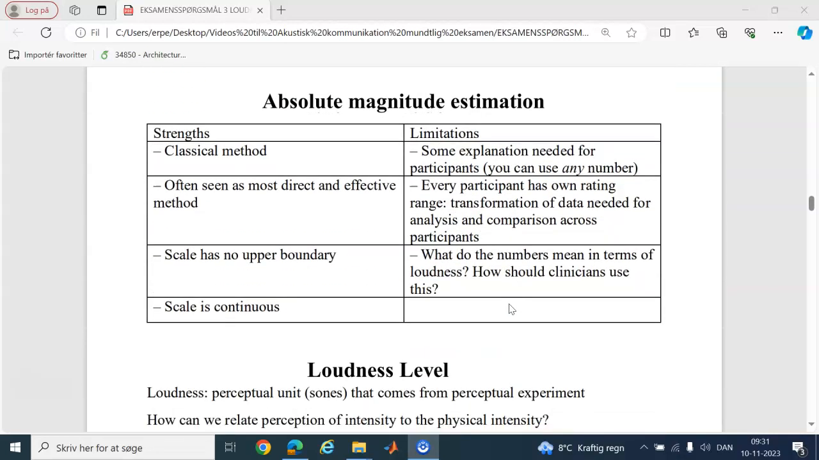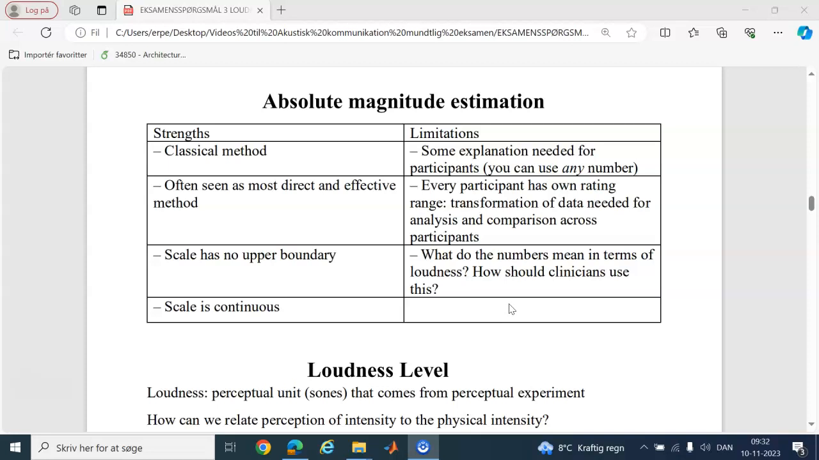Absolute magnitude estimation. I can start with strengths. This classical method is often seen as the most direct and effective method; the scale has no upper boundary and is continuous. And then the limitations: some explanations are needed for participants. You can use any number. Sometimes it's 7, sometimes it's 12 for the same situation. Every participant has their own rating range.